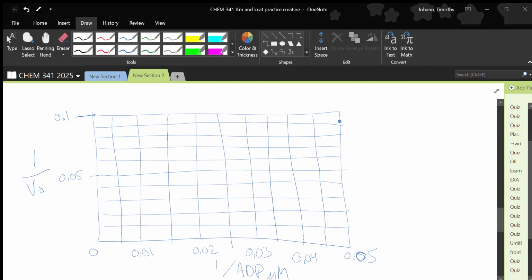When's the last time somebody made you graph by hand? Years. So this is just awesome. Anyway, you might be out of practice.